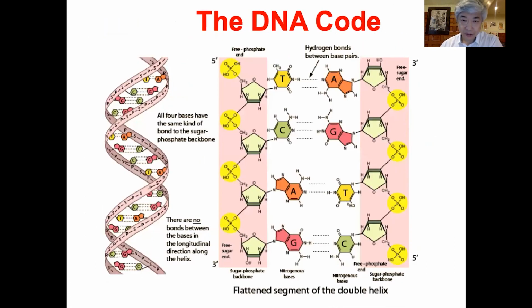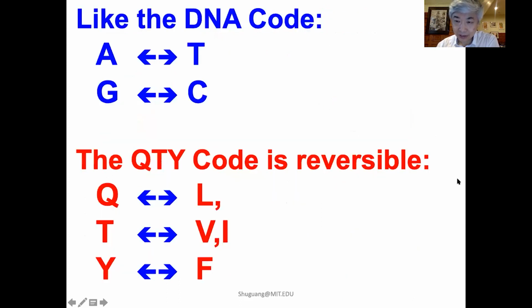So the QTY code is analogous to the DNA code. DNA is well known: T pairs with A, C pairs with G, A pairs with T, G pairs with C. This direction is called bidirectional. Once you know TC, AG, you immediately write out AG, TC. So it's bidirectional, and I believe the QTY code is similar.